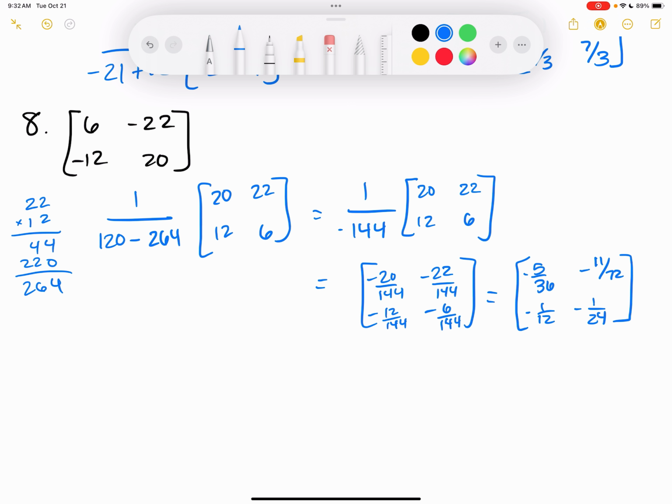All right, I'm going to go ahead and put it up. And then y'all can check and see how you did. So we had 1 over the determinant, which was 120 minus 264, times swap 6 and 20, and then change the sign on 22 and 12. So I got 1 over -144. My negative sign's so tiny. Times all of that. And so I wrote them all over 144.